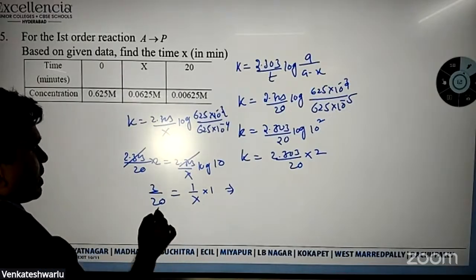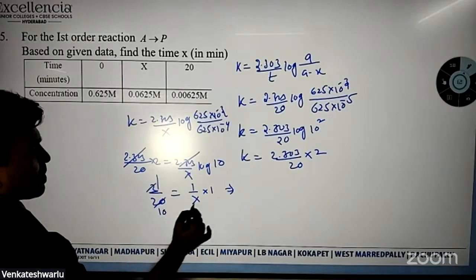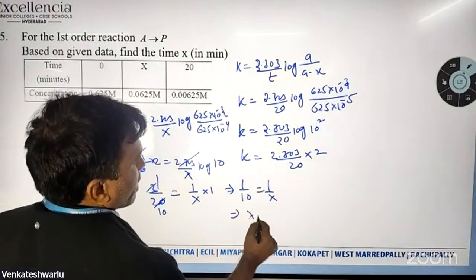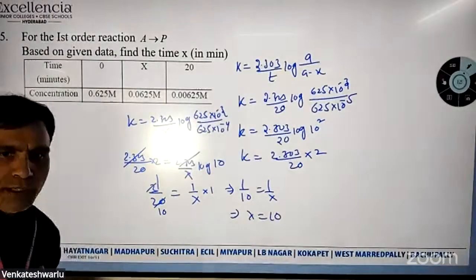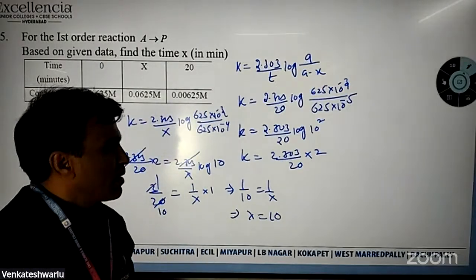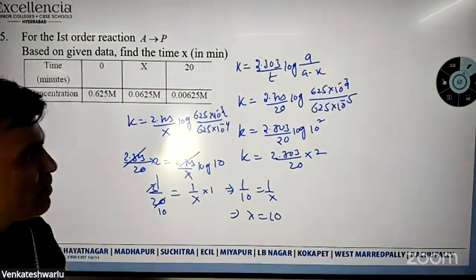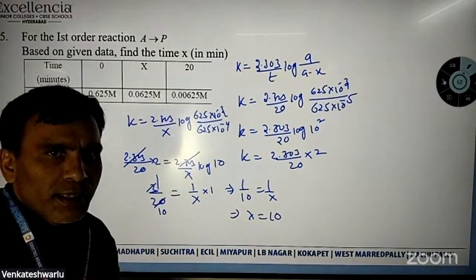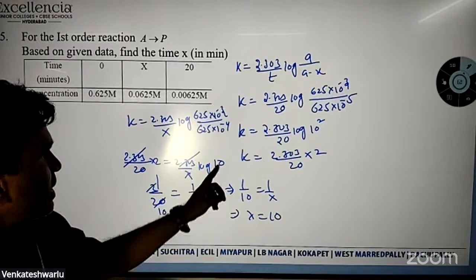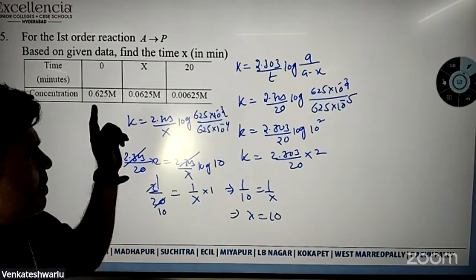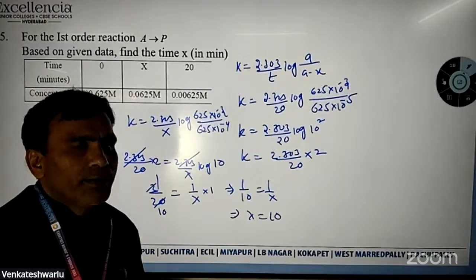Now by doing the calculation, 1 by 10 is equal to 1 by x. Finally we got x is equal to 10. I hope you understood. This is also formula based, but I use the same formula twice. First, using the data, we find the K value. After finding the K value, using that same K value, we can find the unknown time, right?